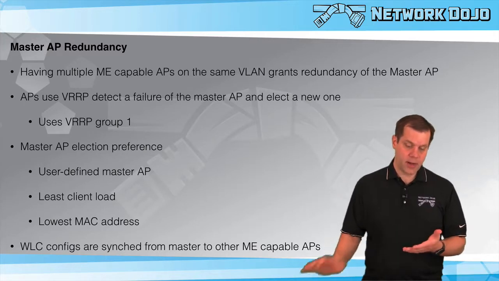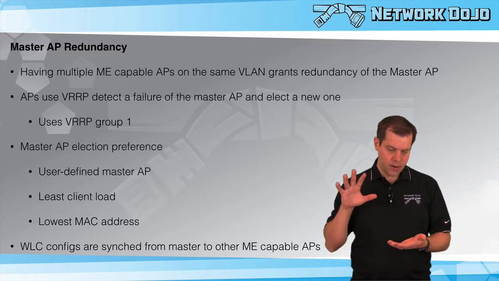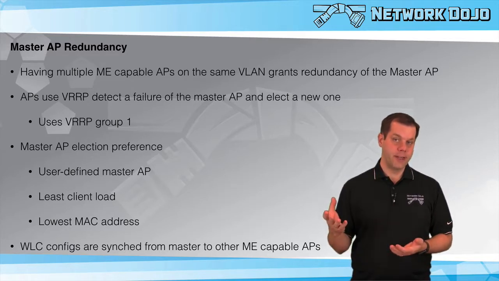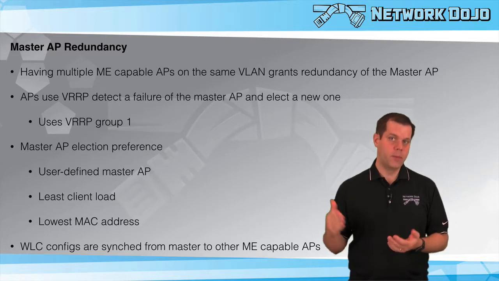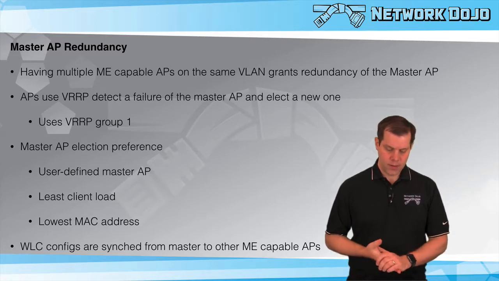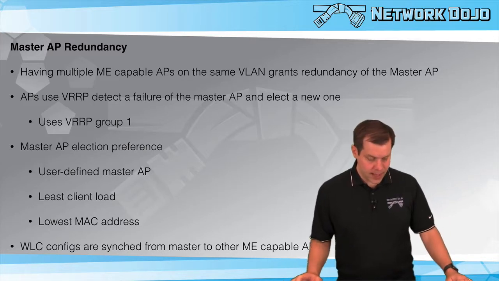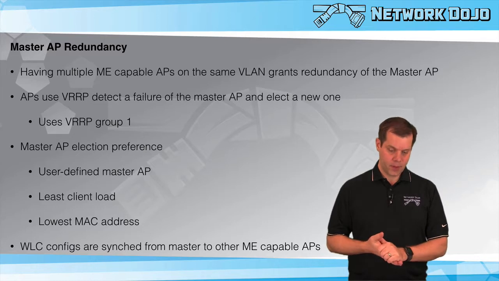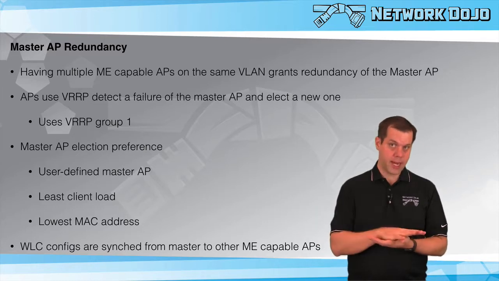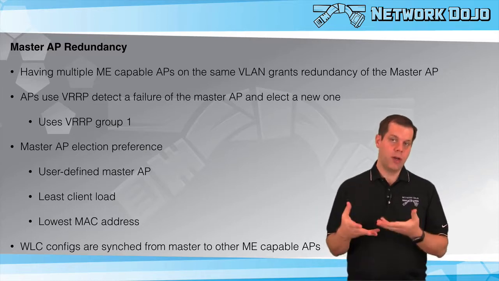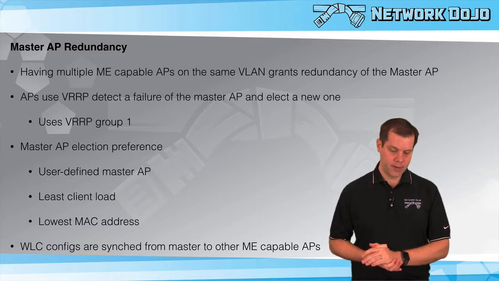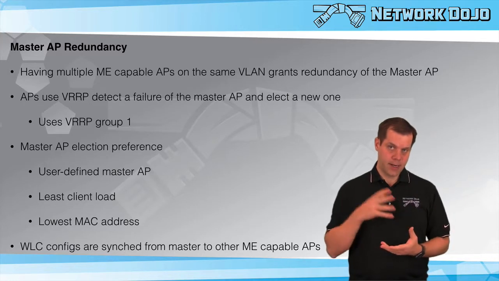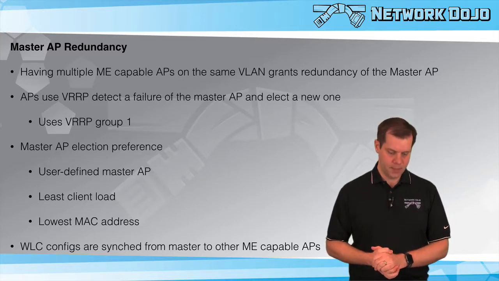Now, once we do have a master AP and then another Mobility Express capable AP in the same VLAN, the controller configs are actually synced from the master AP to any other Mobility Express capable APs within the same VLAN. And that way, if the master goes away, the other AP can detect the failure. It will then boot up the controller operating system, or the controller persona, within it using the config that it had synced from the master AP.